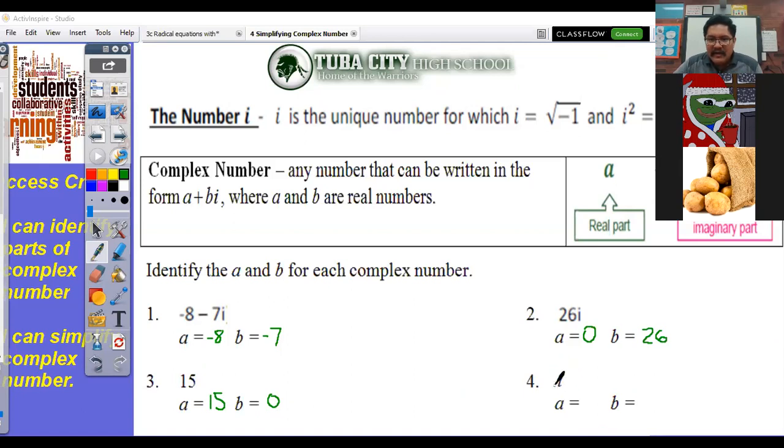Now I have i, just plain old i. So I don't have a real part, and as an imaginary part, I only have 1. Now remember, the number in front of i, or any variable for that matter, if you don't see anything, it's going to be 1. Not 0, because if it was 0, then 0 times anything is going to be 0, and you wouldn't have anything there.